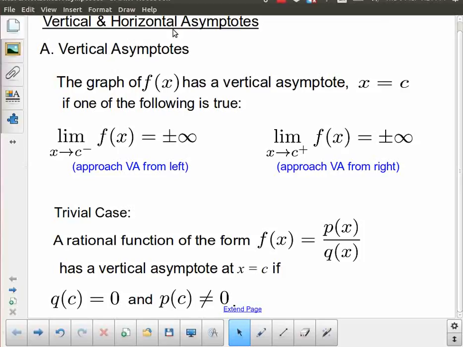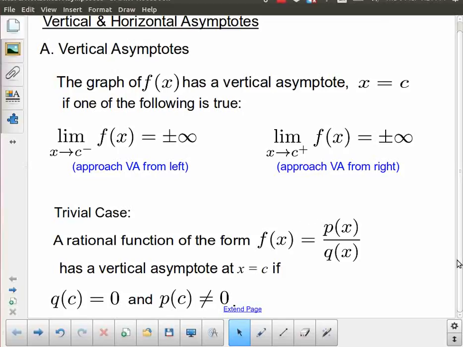So when we talk about a vertical asymptote, any graph, so the graph of f of x, has a vertical asymptote at some location x equals c. This value c can be any value along the x-axis, if one of the following conditions is true. As we approach c from the left, so that means we're approaching c from values that are a little bit more negative than c, or a little bit more to the left of c, if that goes to plus or minus infinity. Or if we approach c from the right, it goes towards plus or minus infinity.